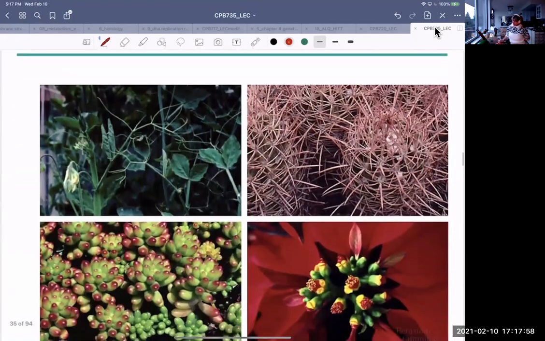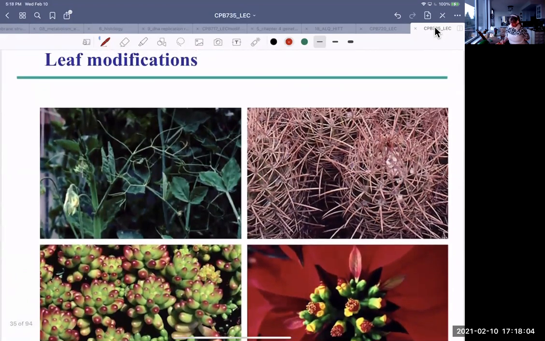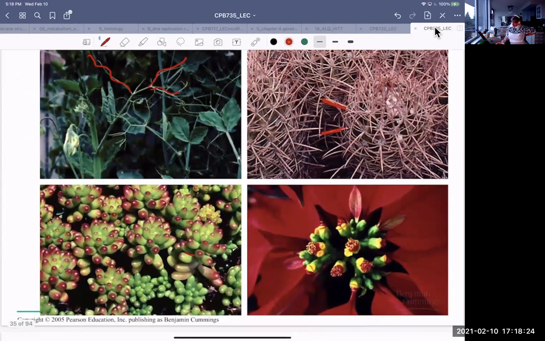Can leaves be modified? Oh, yeah. So there's some really cool modifications of leaves. Like this is a pea plant here. And see these tendrils? Those are the ones that wrap around a structure for support. Those are modified leaves. We've seen the modified leaves of a cactus. And then you showed some succulents, or they're often stone crop. And these are called storage leaves. And interestingly, this is a leaf.